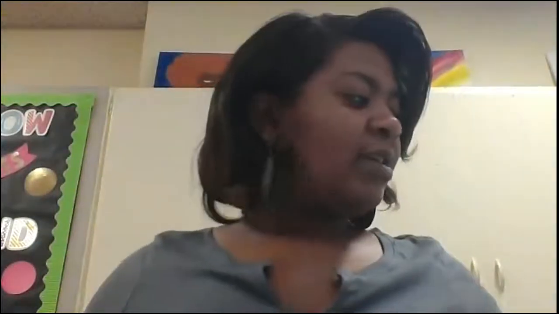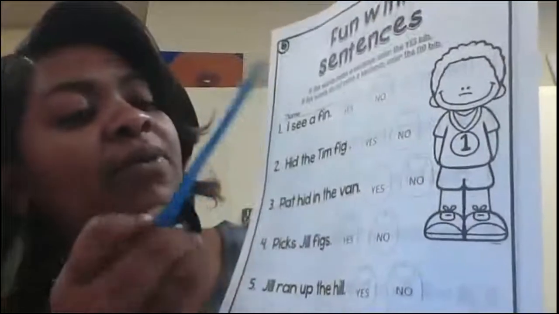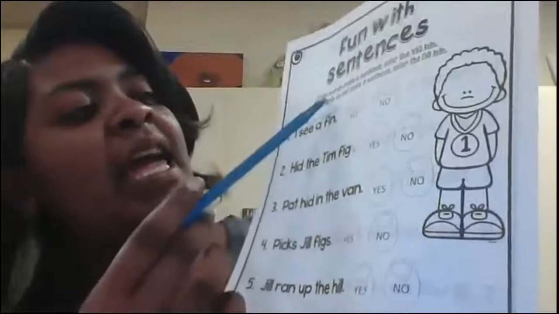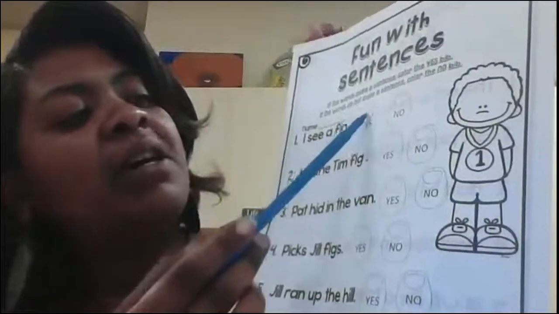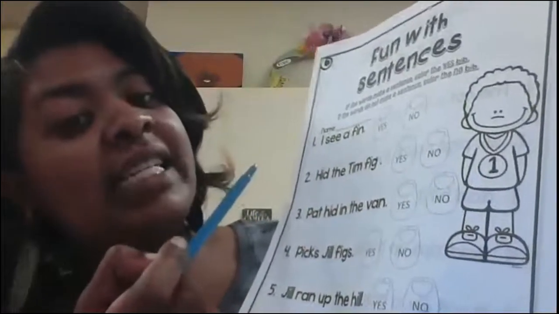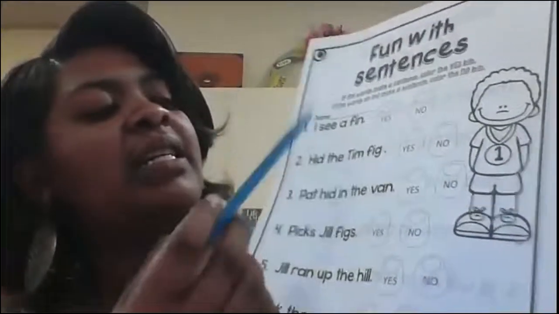All right. So now let's get out our fun with sentences page. And remember, this fun with sentences page, it has the little boy, he has the medal number 1. So the directions tell us, first of all, we're going to write our first and last name where it has name. And if it's a sentence, you're going to color the bib yes. If it is not a sentence, you're going to color it no. Let's do number 1 and 2 together.